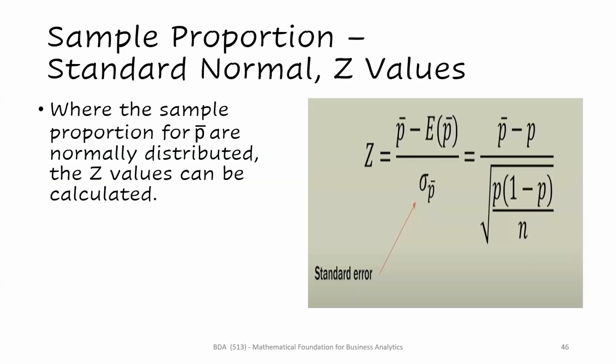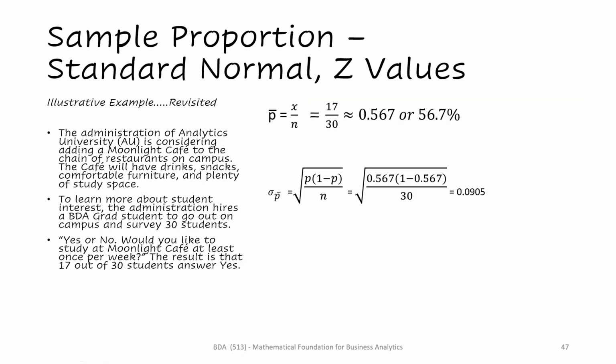Okay, so let's see. For a normally distributed data set, the standard proportion will be p bar minus the expected proportion, divided by your standard error. And here we denote the standard error as the square root of the proportion into bracket 1 minus p, over n. We'll take a particular example and then you see.